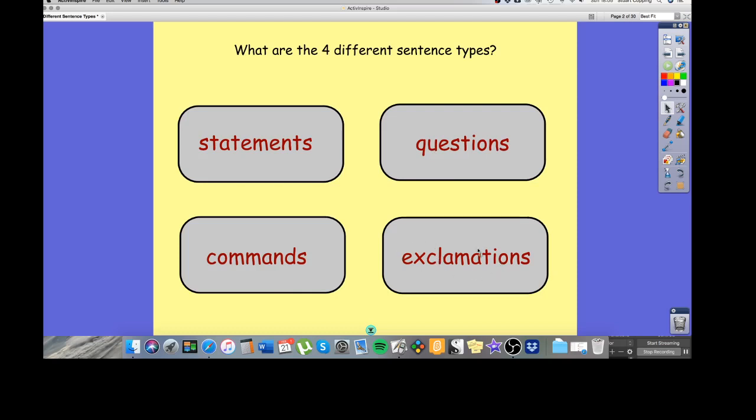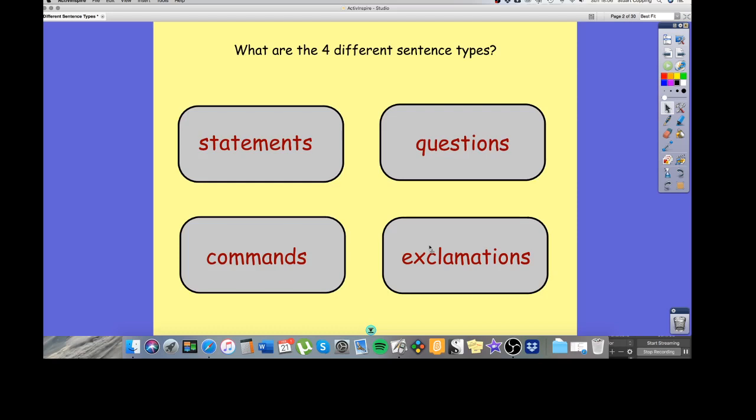Now 3 of these you will have already come across so far this year. Statements we've done lots of, although you might not know it. Questions we've done a bit of, and commands we did that with our instruction writing. Okay, it's the exclamations that we haven't covered before, and they're the trickiest ones to do. So what we're going to do is I'm going to go through all 4 sentence types now, and then each day this week we're going to focus on a particular sentence type.